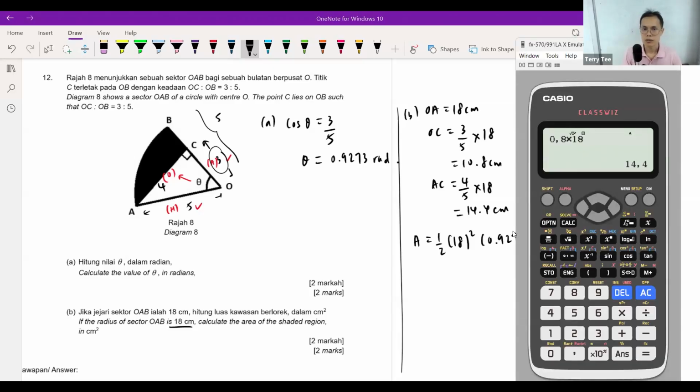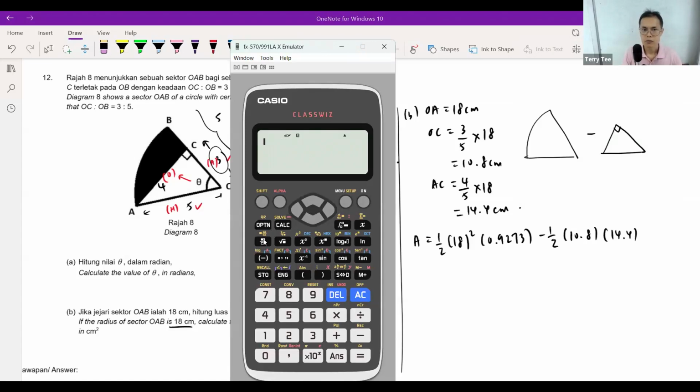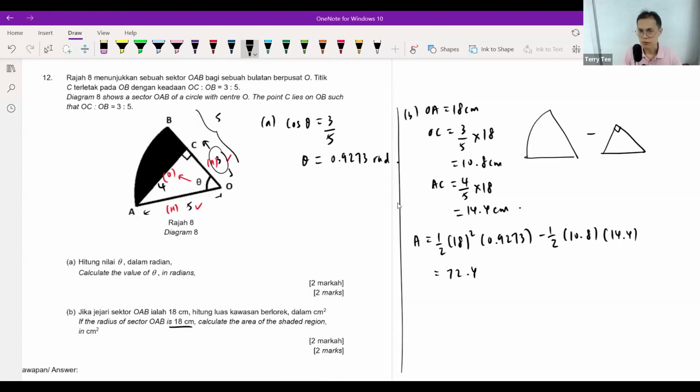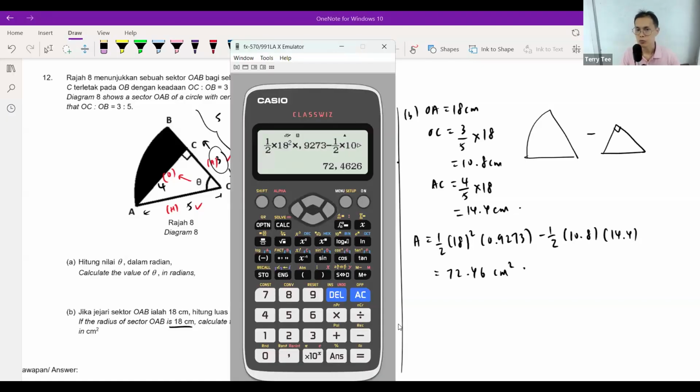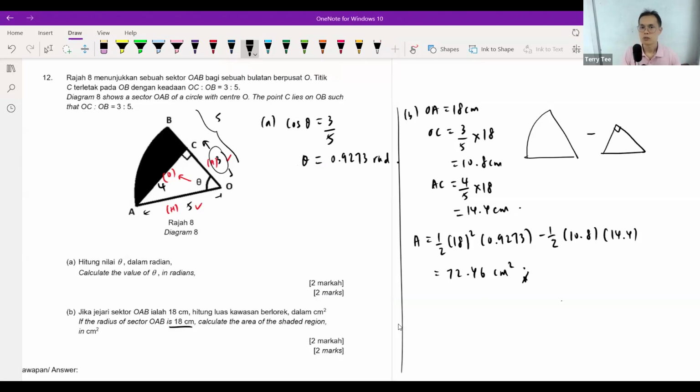14.4. Let's use your calculator. Half, 1 over 2. Your radius is 18. You square it. Your theta is 0.9273, minus half again. Your radius, the base is 10.8. Height is 14.4. You should get 72.46. Yeah, 72.46. You can write everything down. I think we'll just write 2 decimal places or 4 significant figures. 72.46 will do.